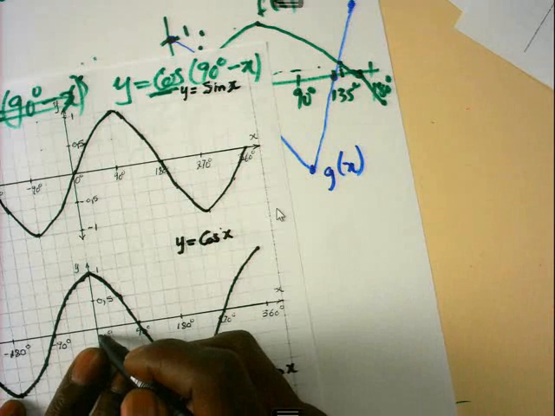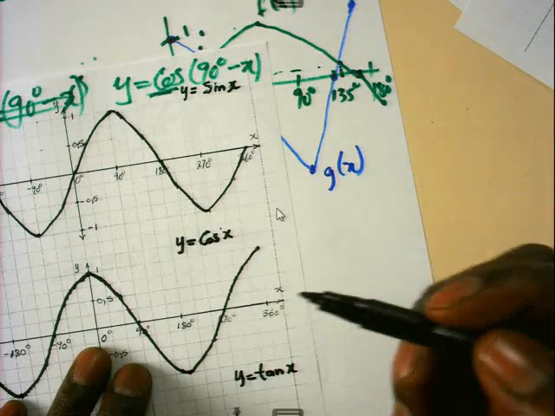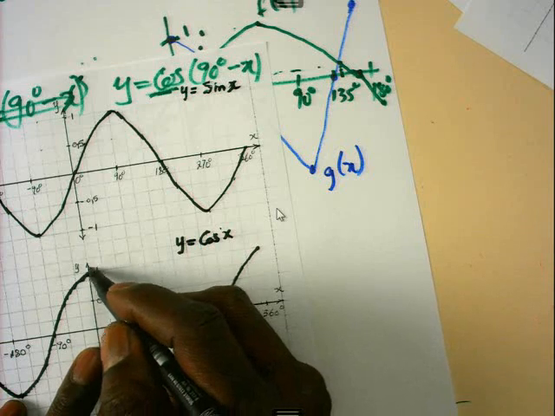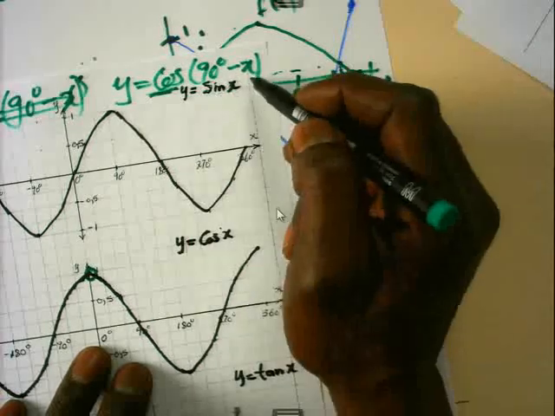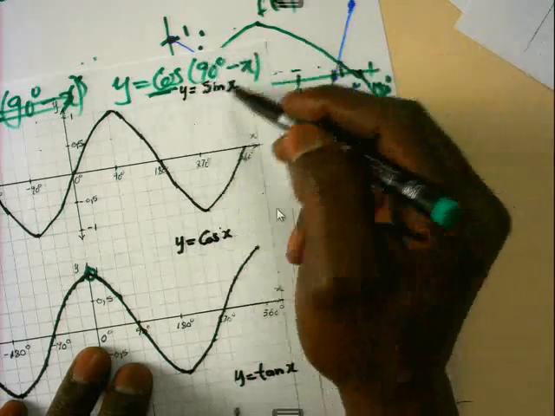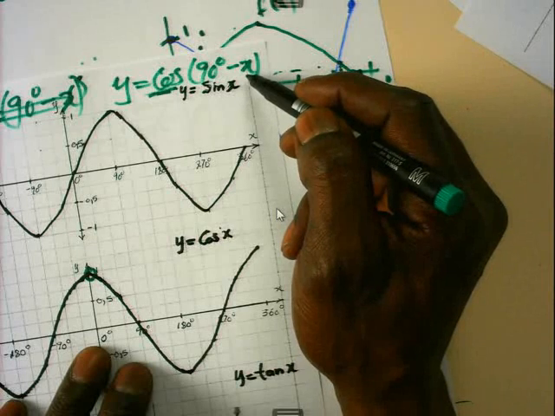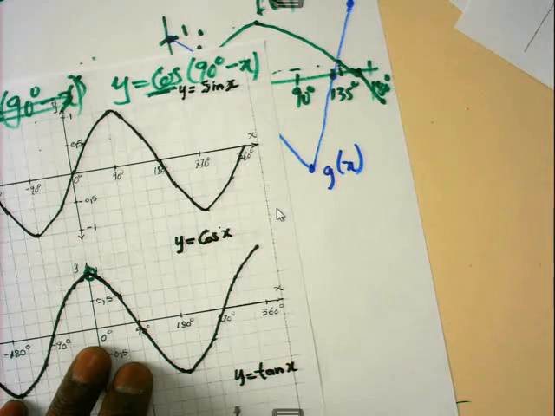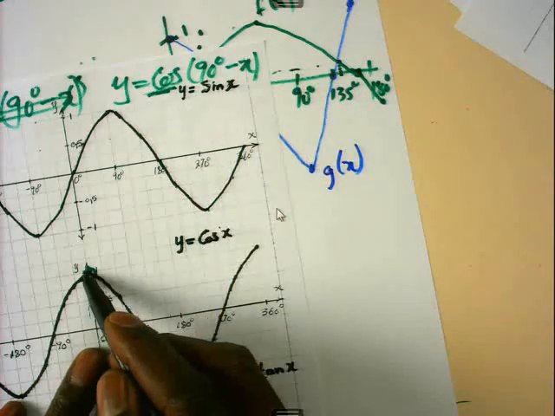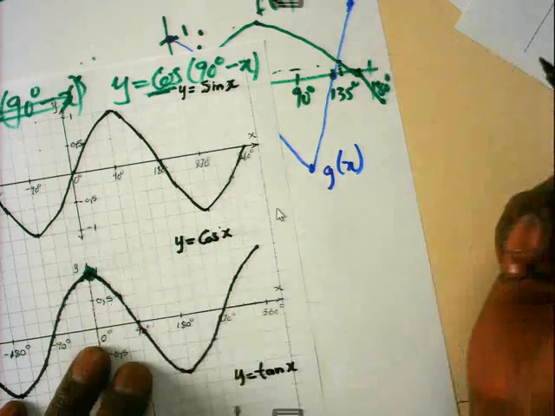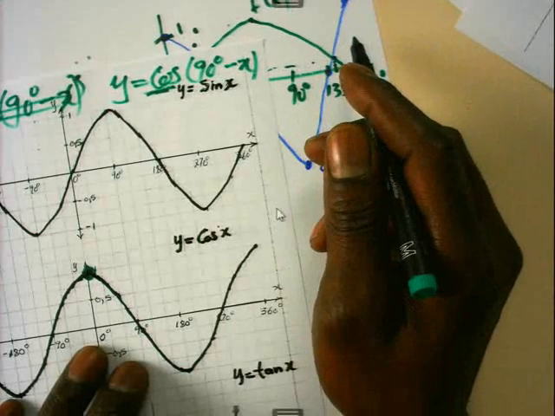We know at 0 degrees, the y value is 1. So we are now tracing this point, 0 degrees to 1. And if this bracket must be 0, it means x must be equal to 90 degrees. Now, if x is 90 degrees, what will happen? It means every point of this graph must move to the right by 90 degrees.